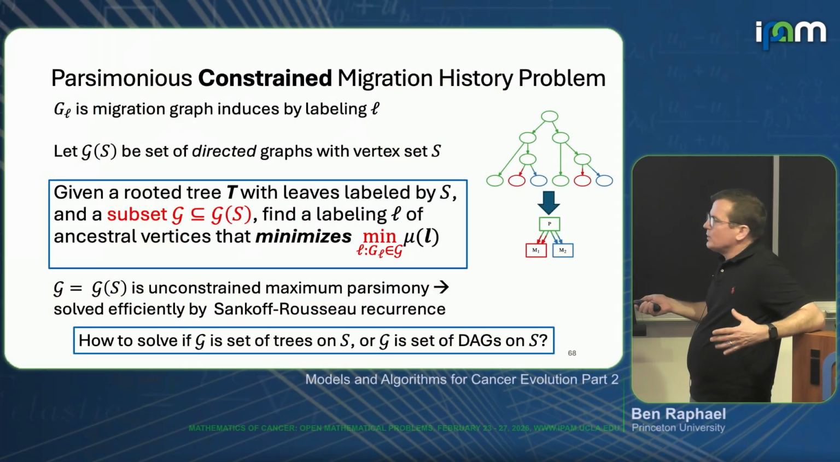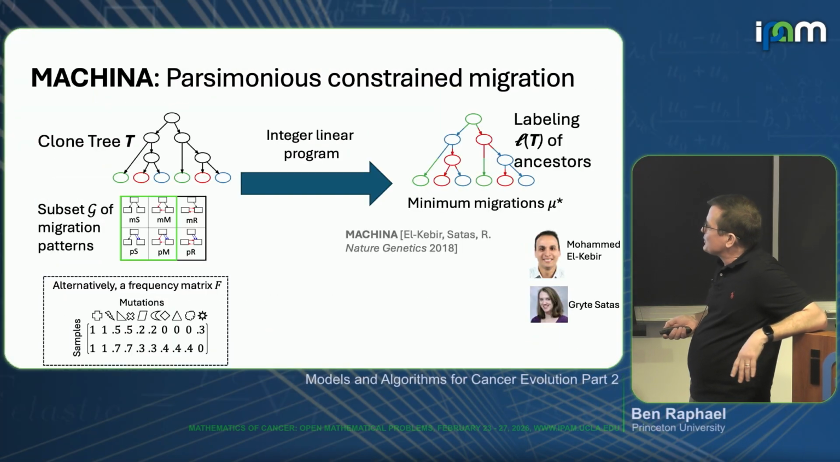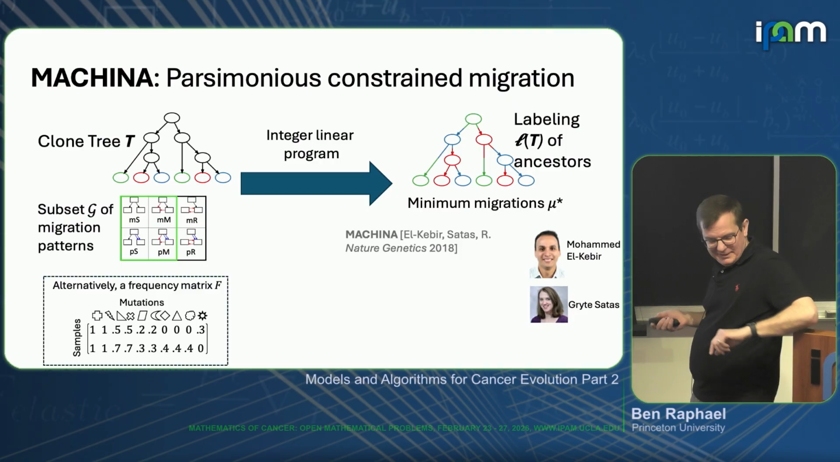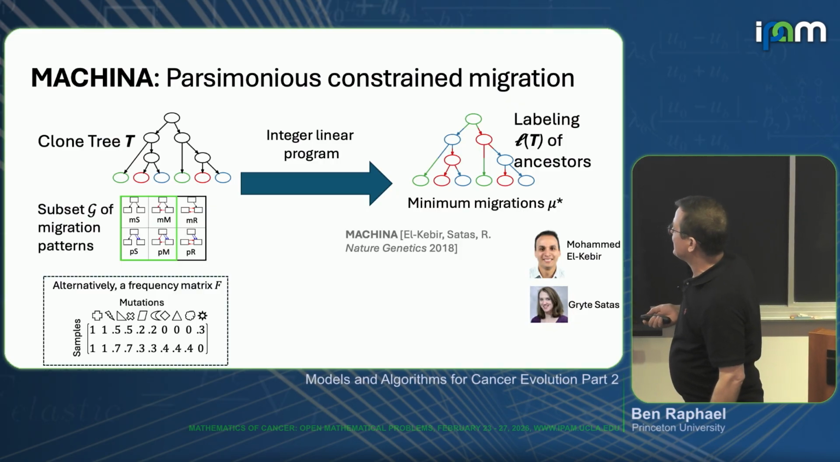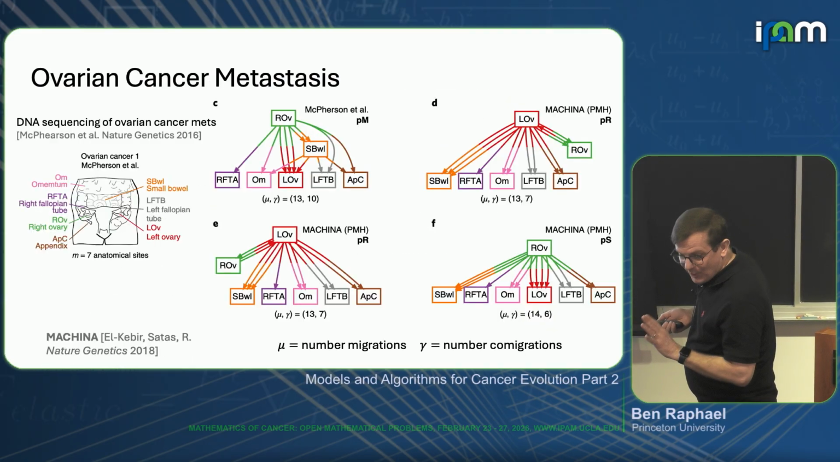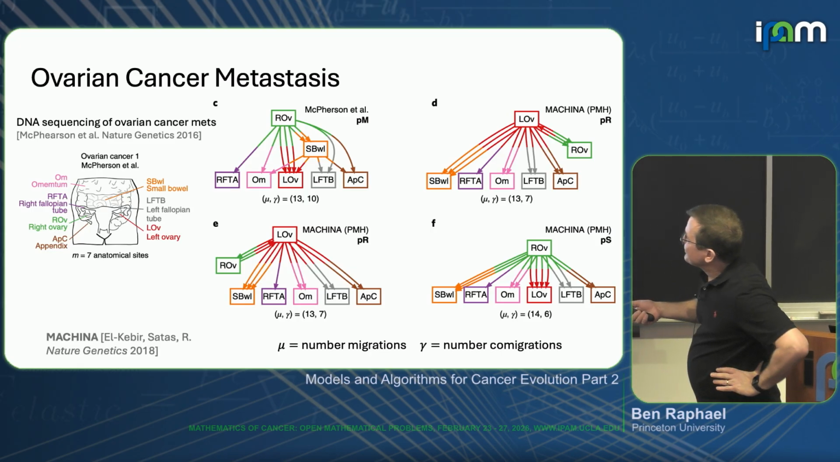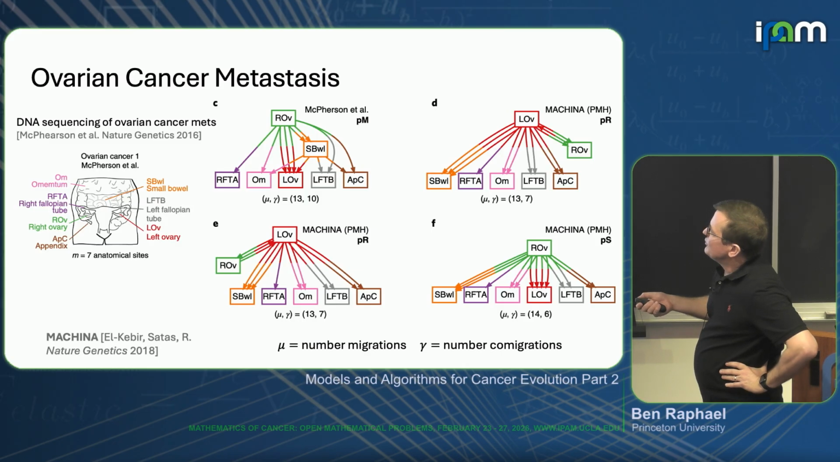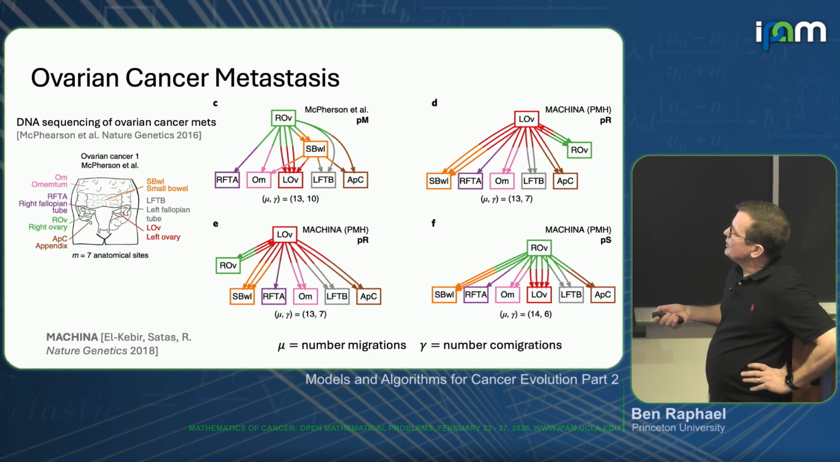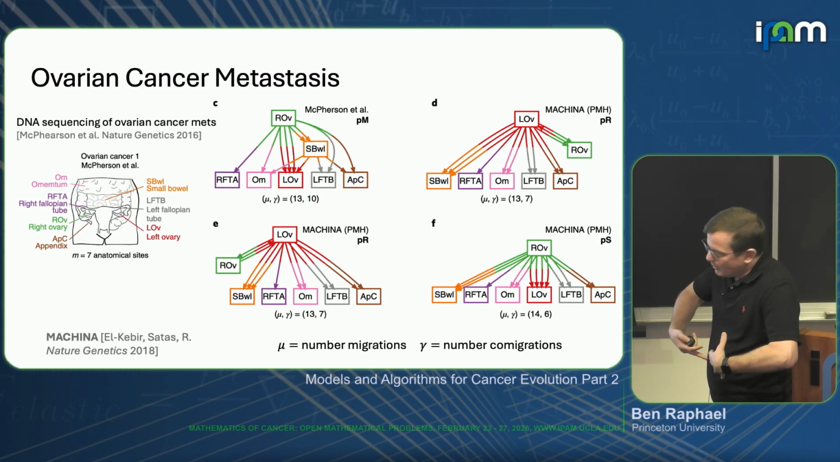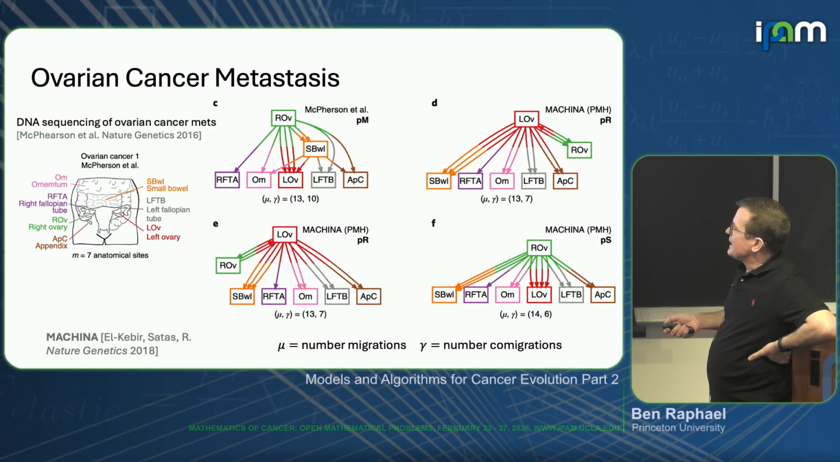Okay, so this is actually a fun problem. We can solve this problem. We did it. I'm not going to go into details because I really want to talk about the second half. Let me just show you one thing about it, and then we'll move on. This was a data set from a few years ago now where they had sequenced an ovarian cancer patient, and they had local metastases, cancer in the left and right ovaries, fallopian tubes, the omentum, and then distant metastases as well, appendix, et cetera.